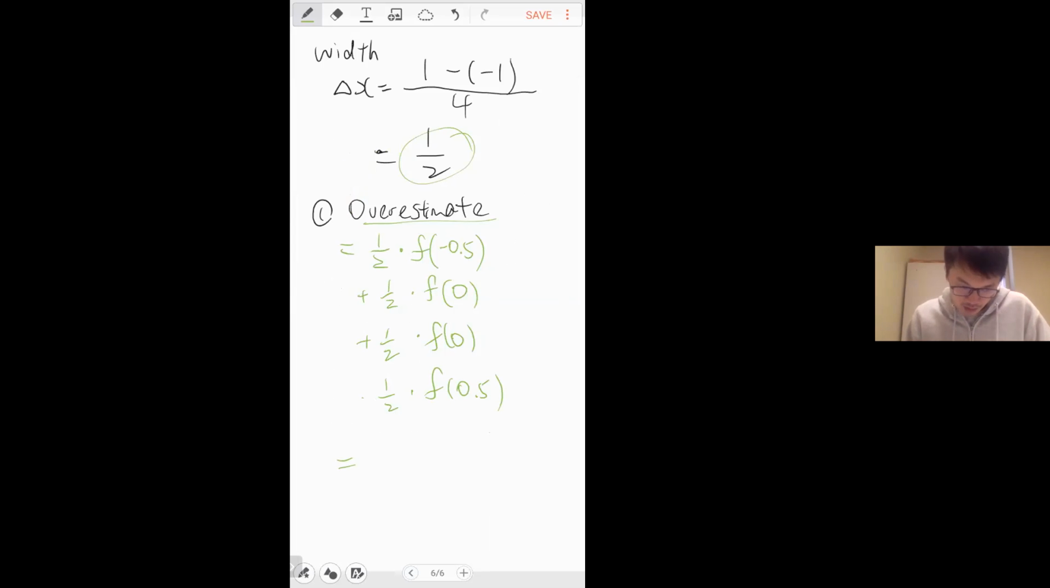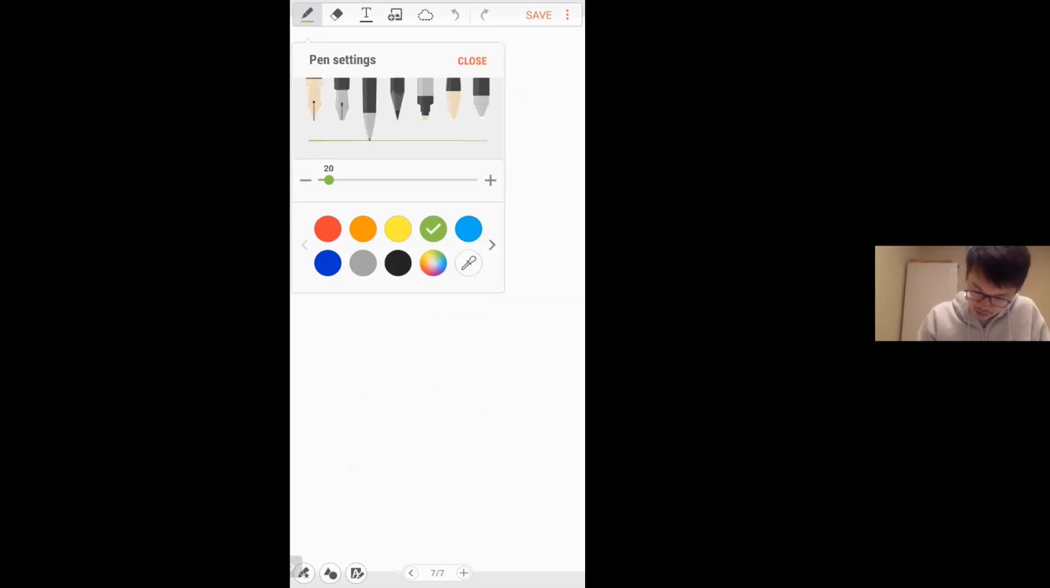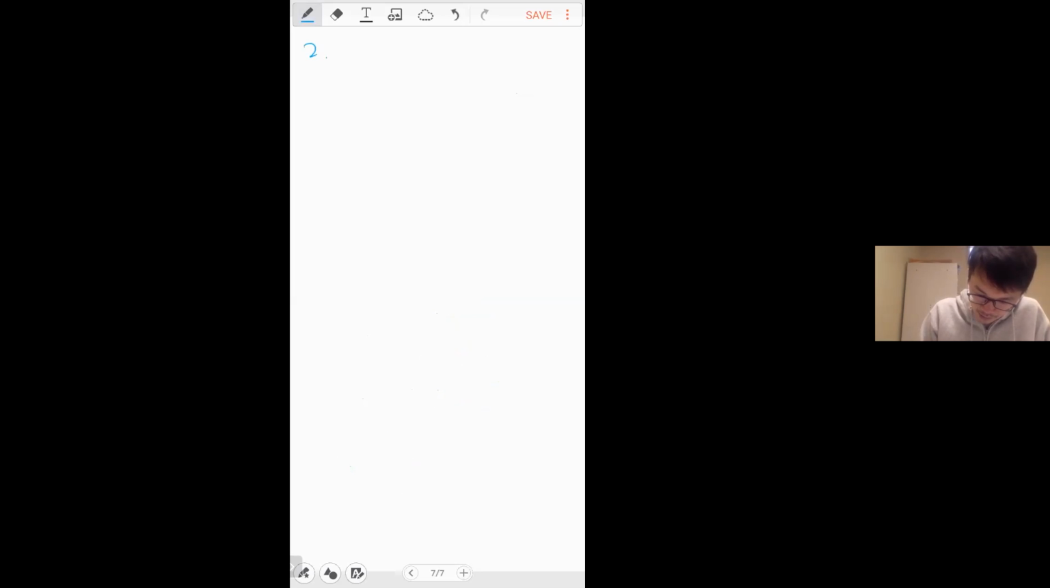Okay. The next thing you do is to compute all these values, so plug all the points into the function and then compute them. And you should get 7/4. All right.